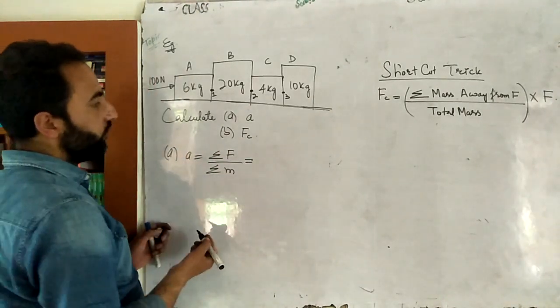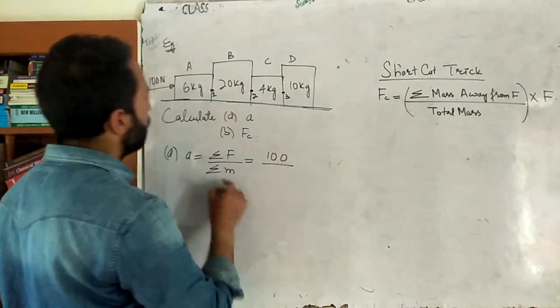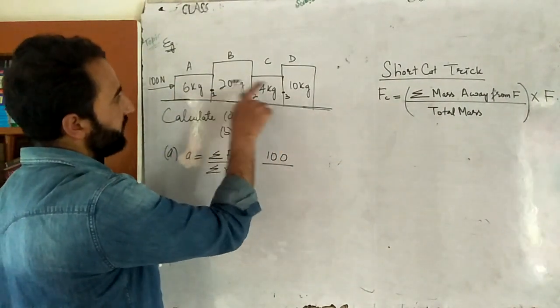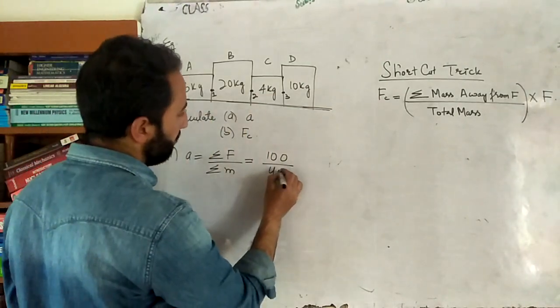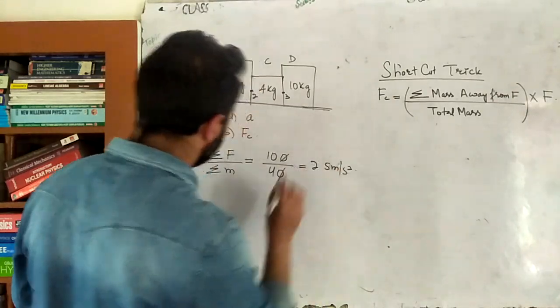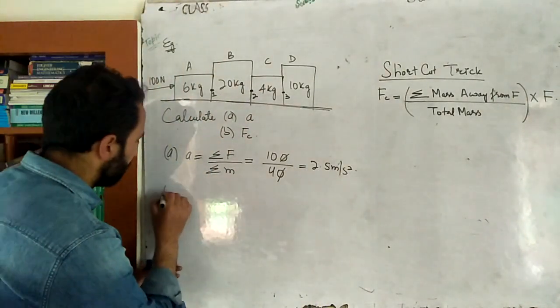So how many external forces? There is only one. That's 100 divided by total mass. 20 plus 10 is 30. 6 plus 4 is 10. So 30 plus 10 is 40. So divided by 40, this and this will cancel. Answer is 2.5 meter per second squared. So now part B: you want to calculate the contact forces.